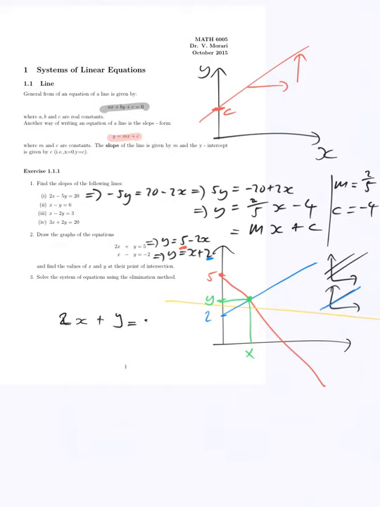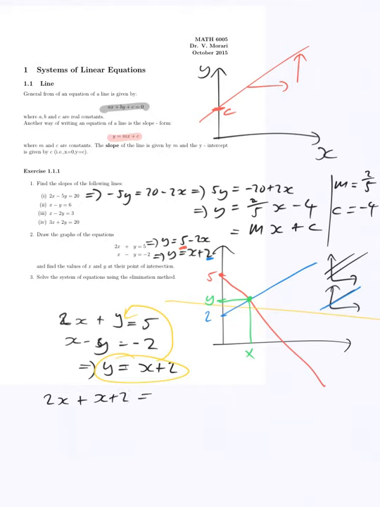2x plus y is equal to 5. x minus y is equal to minus 2. So from that second equation, we can say that y is equal to x plus 2. So I can take this and substitute it back in here to get an equation with just x. So that's 2x plus x plus 2 is equal to 5. So that gives me 3x is equal to 3, which implies that x is equal to 1.